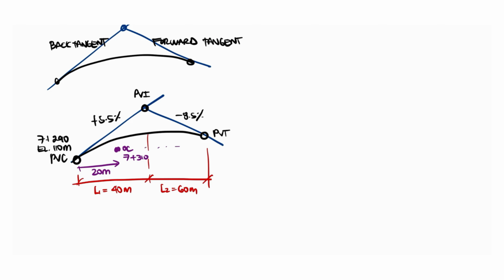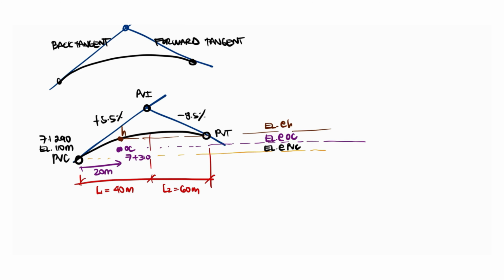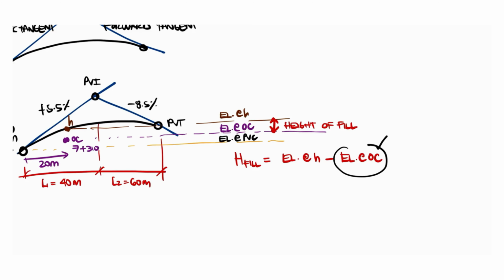Now, the first requirement of this problem is to determine the height of fill needed to cover the outcrop. If we visualize the elevations at the outcrop, at the PVC, and at the point on the curve, which we will denote as h, we can see that the height of fill is obtained by subtracting the elevation of the outcrop from the elevation at point h. Since the elevation of the outcrop is already given, our next step is to determine the elevation at point h.